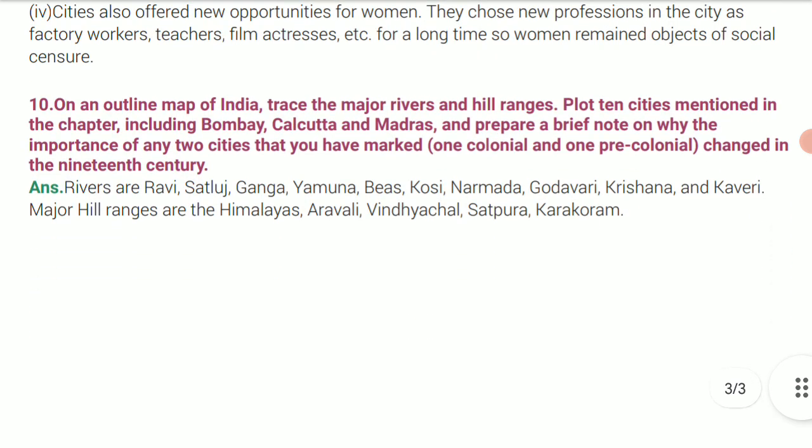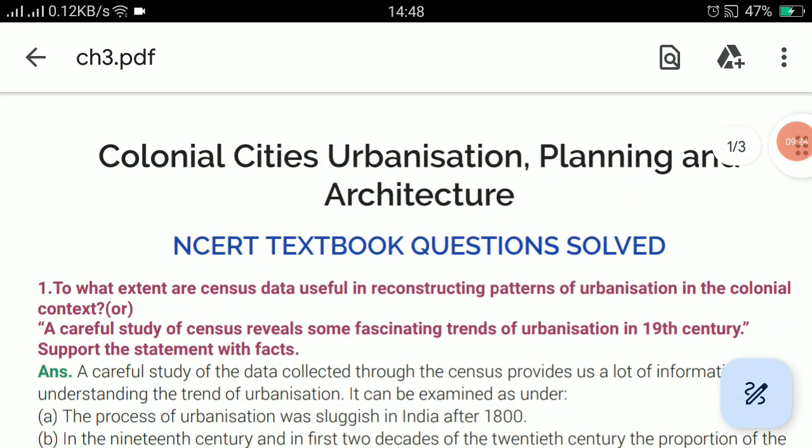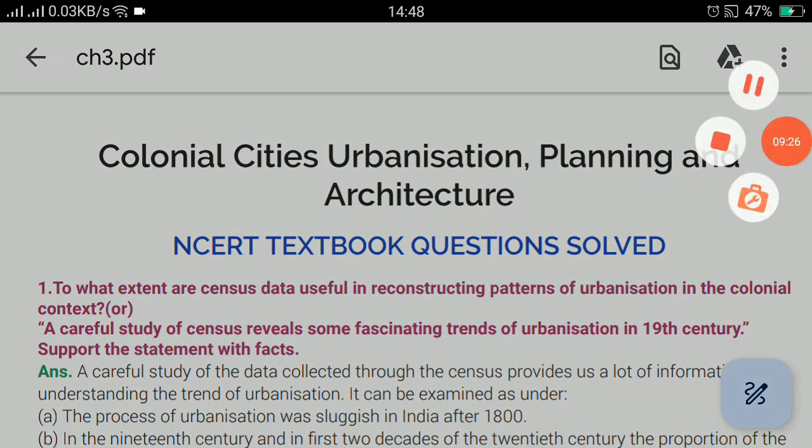Now question number 10: on the outline map of India, trace the places mentioned. You can read the question and fill in the map. So this is all about the chapter on colonial cities, urbanization, planning and architecture.